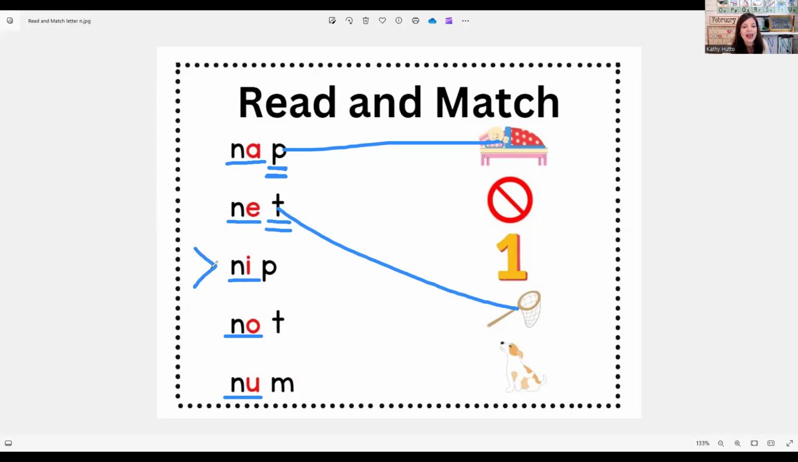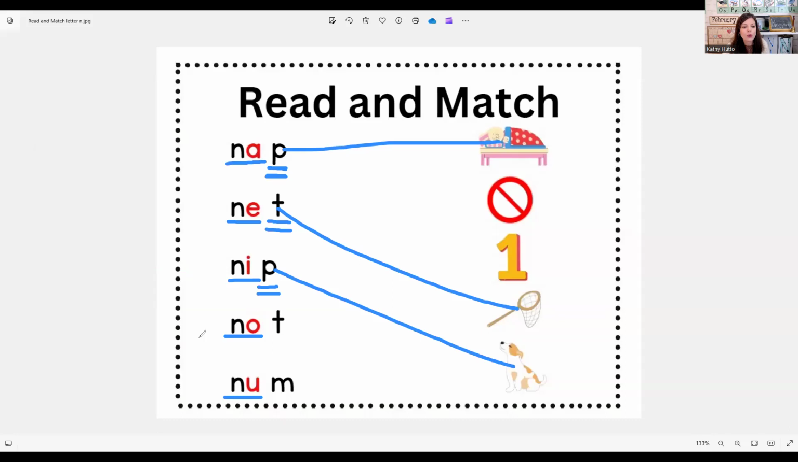All right, next we have N-I, nip. A dog might nip you. That's to make just a little bitty bite, not a mean big bite, just like a baby puppy just playing around might nip you. Nip.